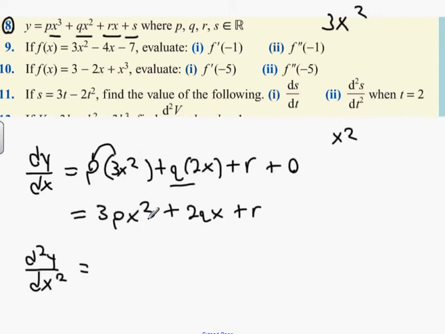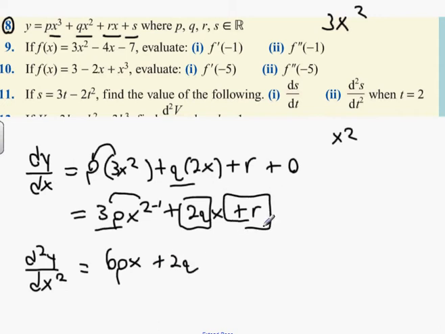Okay. Now the 2 multiplies by what, guys? The 2 multiplies by the 3p to give you 6p. Take 1 away from the 2, x. Anything beside an x, what happens to the thing beside the x? Just goes straight through as 2q. r is on its own, there's no x beside it. 0. Your answer is 6px plus 2q. Who got that? 6px plus 2q. Okay, not that many. Okay, well, actually more than I thought.